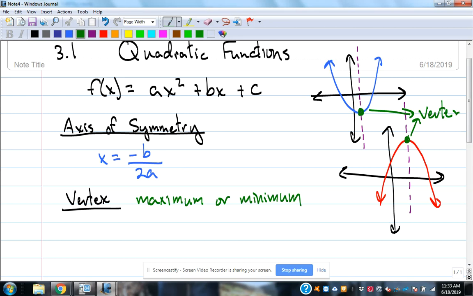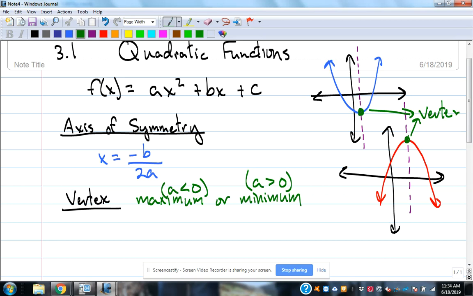And the way you're going to know that is by the sign of a. It's a maximum if a is negative, or less than 0. If a is less than 0, negative, then it's going to be a maximum. If a is greater than 0, positive, it's going to be a minimum. a decides if the vertex is a maximum or minimum. Nothing else decides that. a is the only thing that can decide that. If a is negative, it's a maximum. If a is positive, it's a minimum.